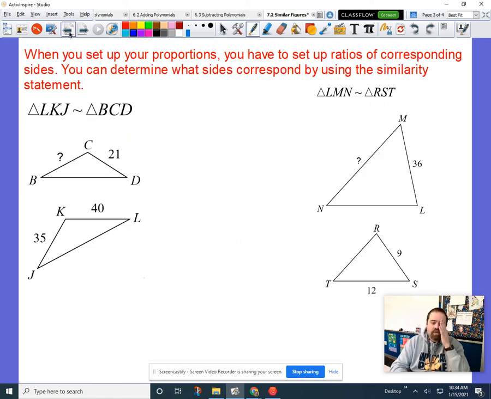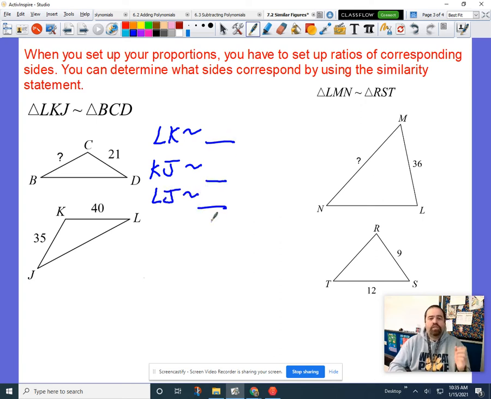Okay, so these next two, I've kind of twisted and turned and hopefully jumbled these up a little bit. Don't worry about the numbers on these, and same on the homework. When you get to the homework, don't worry about the numbers. Pay attention to what I'm asking you in the actual question. I'm going to ask you questions like LK is similar to, JK is similar to, and LJ is similar to. And I want you to be able to fill in these blanks with the right side from the other triangle.